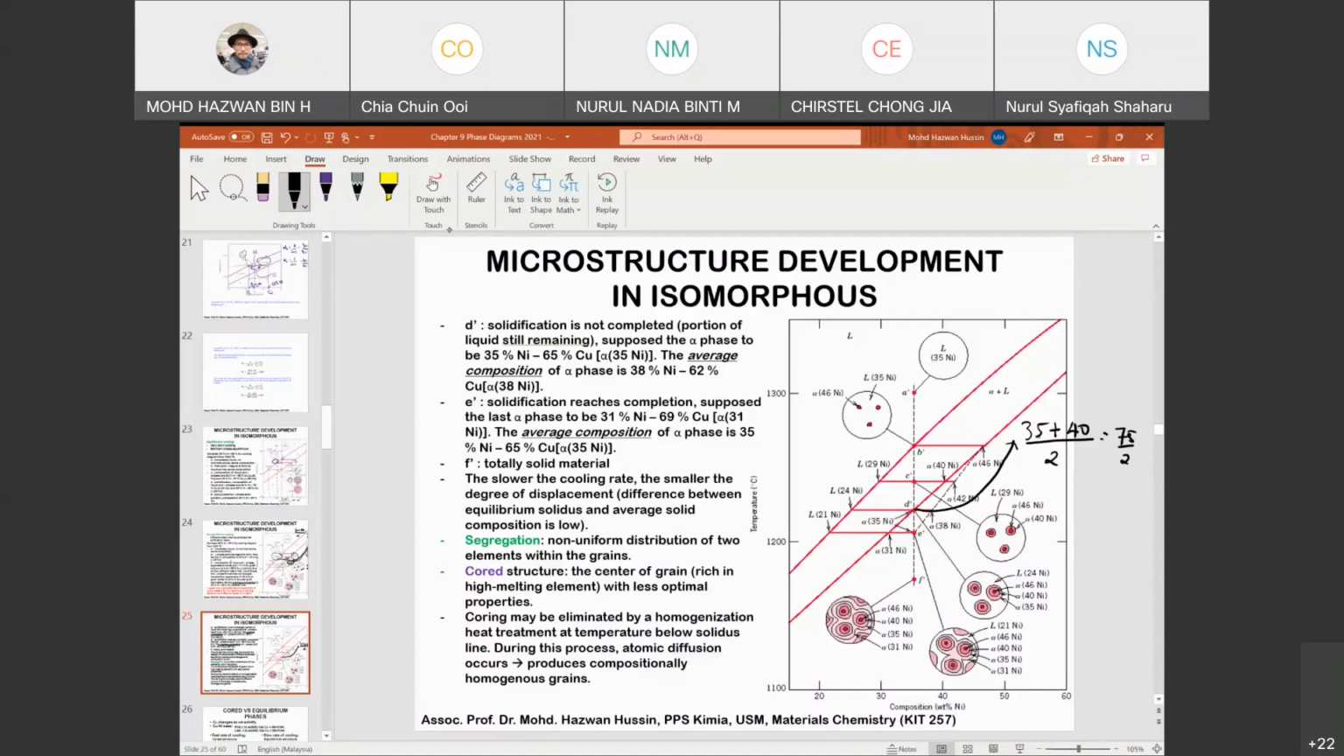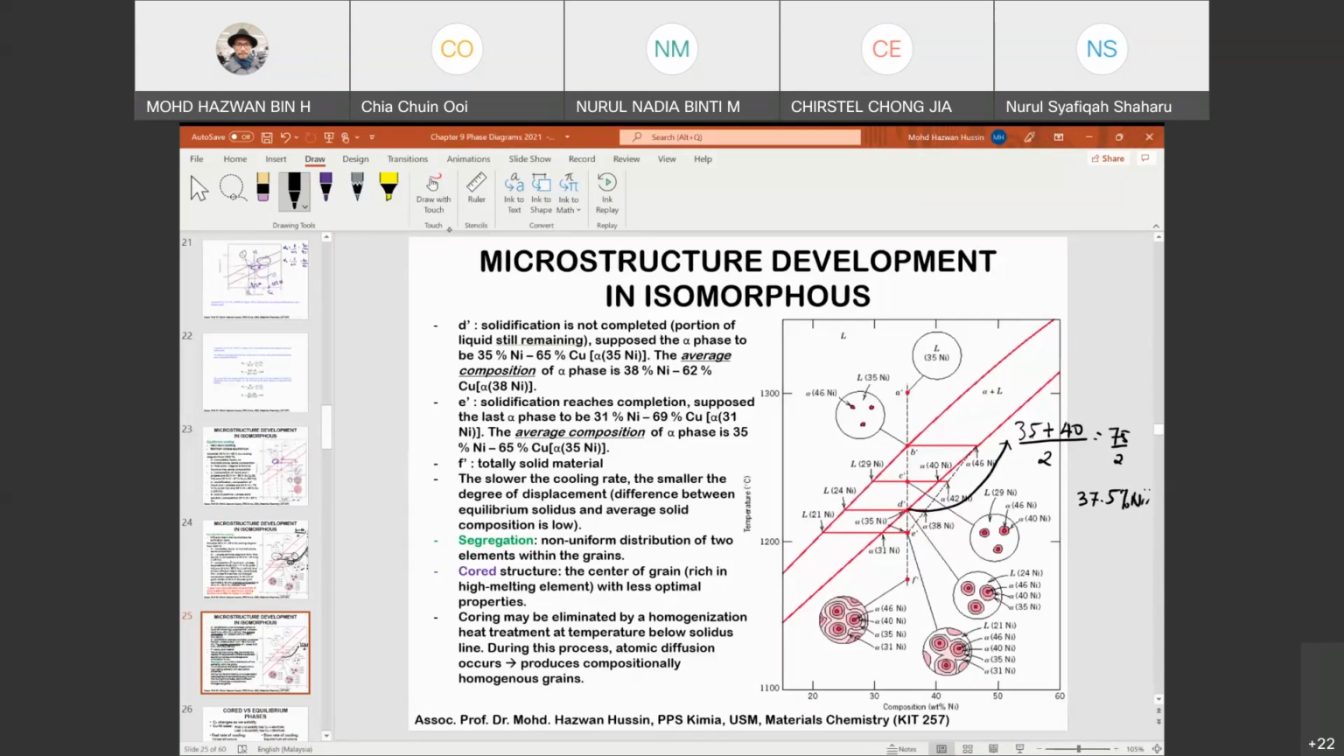So if you divide 75.2 by 2, you will get what? The composition should be something like 37, sorry. Isn't it? 37.5, right? Okay. Percent of nickel. Almost 38. So this is what it means.